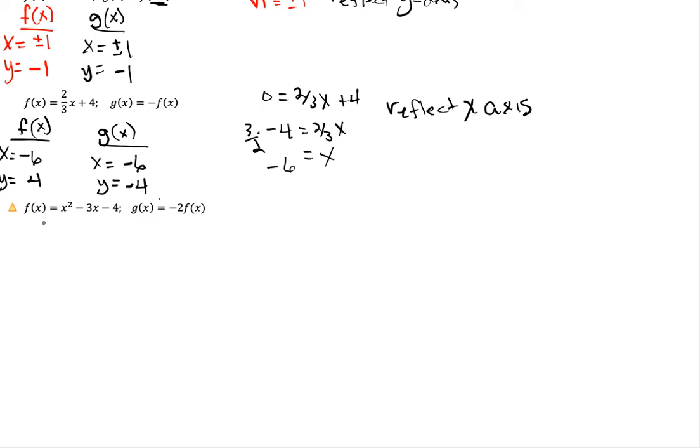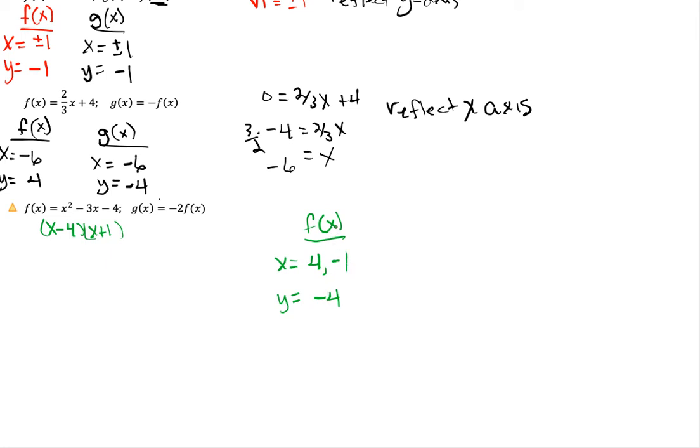Okay, so my f of x, I need to find my x and y intercepts. My y-intercept is negative 4. And to find my x-intercept, I have to factor this. Okay? So it looks like to multiply to negative 4 but add to negative 3 is going to be a minus 4 and a plus 1. Which means I have to set each of those equal to 0. So what I have for my x-intercepts is a positive 4 and a negative 1.